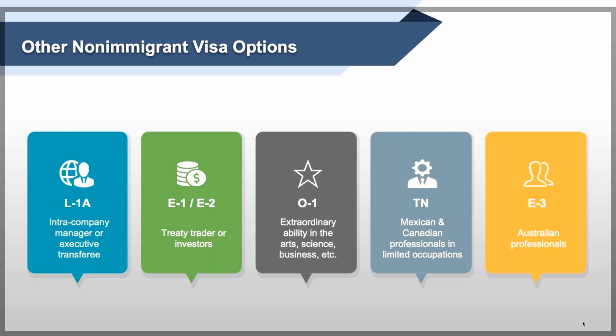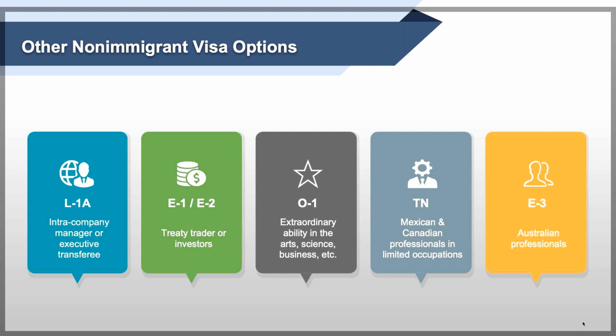The visa is good for 3 years initially, plus two 2-year extensions for a maximum of 7 years. There's no caps on these visas. There's no timing on when to apply. And again, this applies for all of the visa categories you see here in front of you. None of these have caps on them like the H-1B visa. None of them have time periods in which you can apply. They can be applied for at any time during the year.